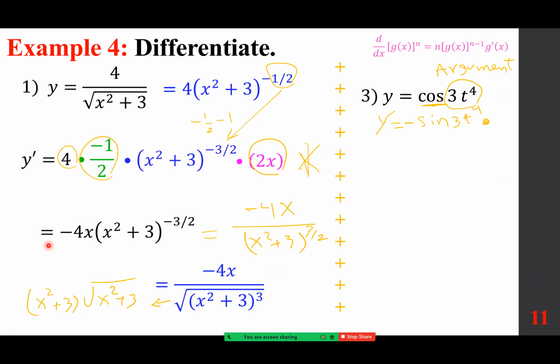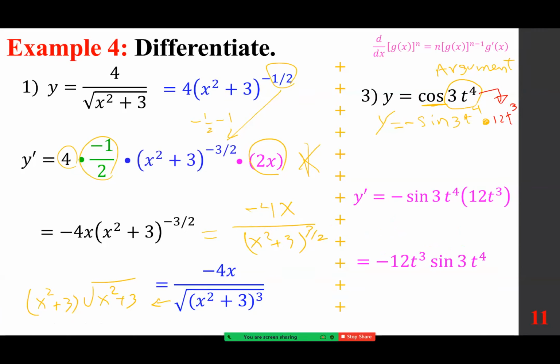By the chain rule, I need the derivative of this piece. So I need the derivative of 3t to the power of 4, which is 12t cubed, and I'm going to put that in front, and I'm done.